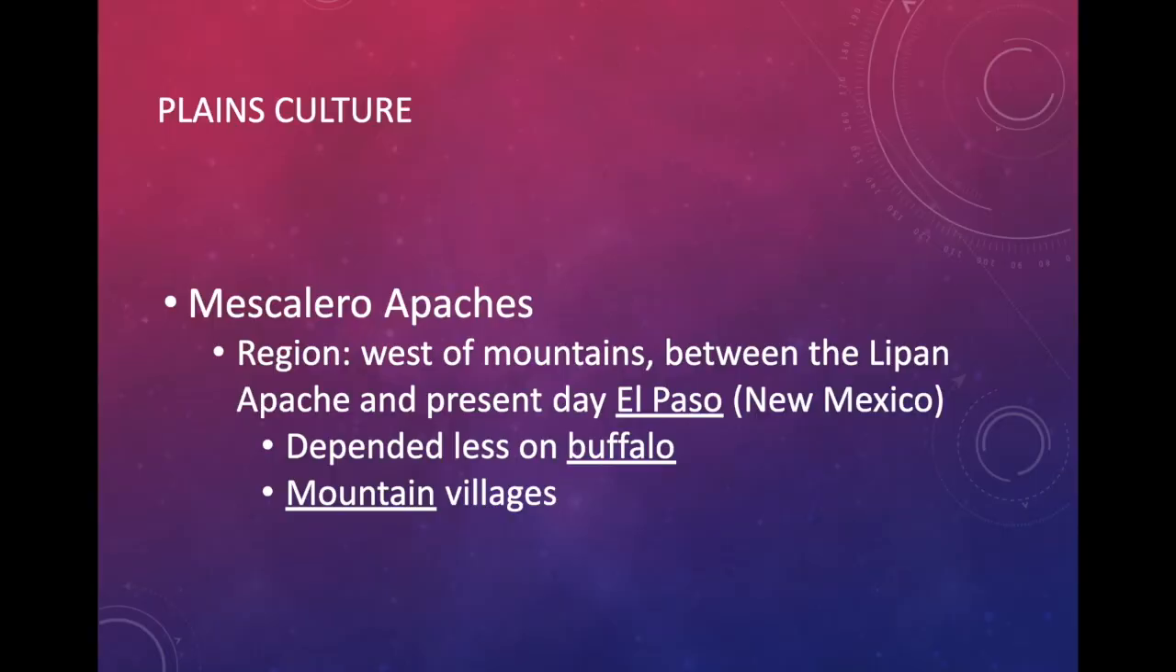This next group is also Apache, but they're called the Mescalero Apache. They're a little bit different from the other group of Apache, the Lipan Apache, because of where they lived. So their region's going to be west of the mountains between the Lipan Apache and present-day El Paso, where New Mexico is. So they are kind of spread out a little bit further than the borders and the territories of what Texas is today. Now they depended less on the buffalo and more on their farming, and they were mountain villages.